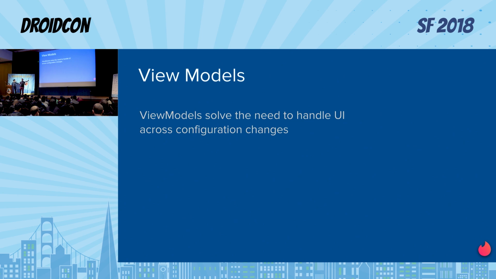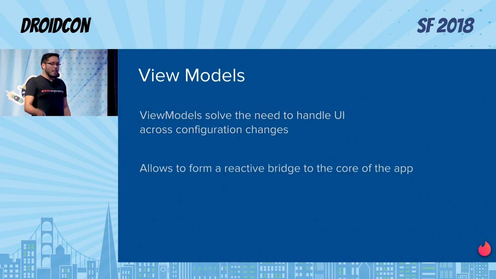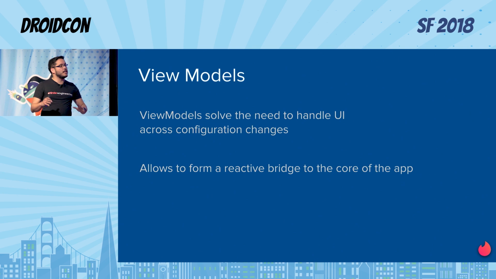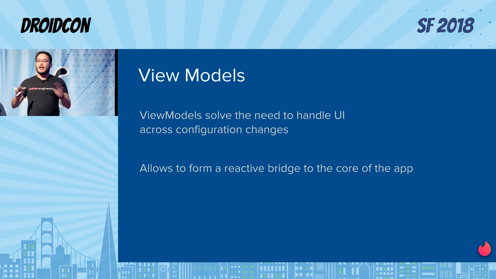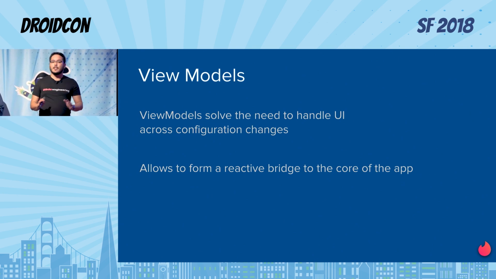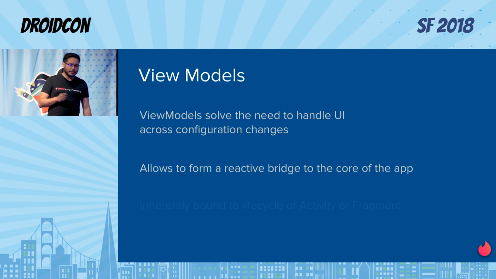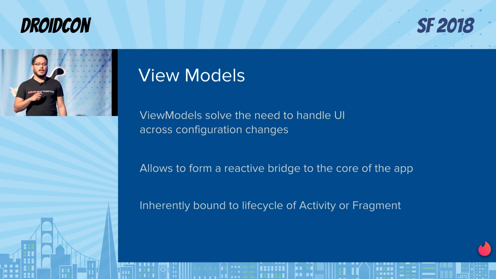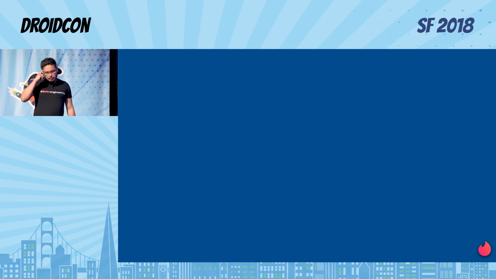Just to give an introduction, ViewModels solve the need of handling UI across configuration changes. It survives longer than the lifecycle of your fragment, activity, or lifecycle owner. It allows you to form a reactive bridge between the core of your app and your UI, simplifying your code, making your UI just have to react to things coming from your core. And it's bound to the lifecycle of an activity or fragment.